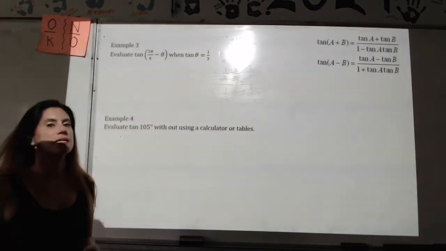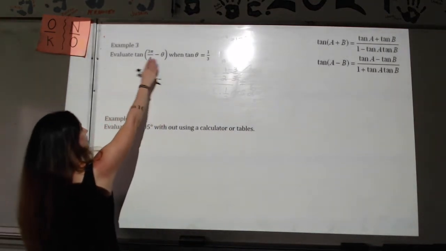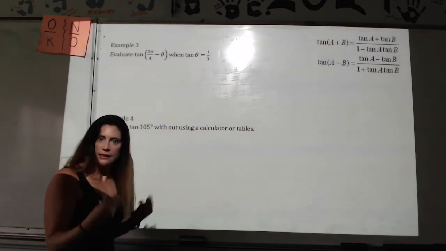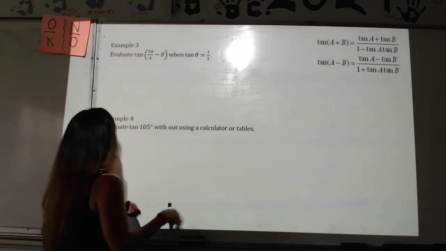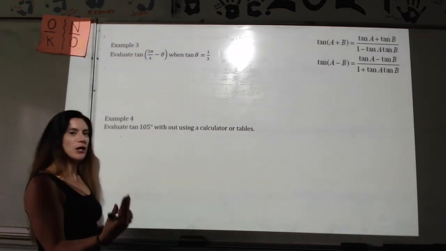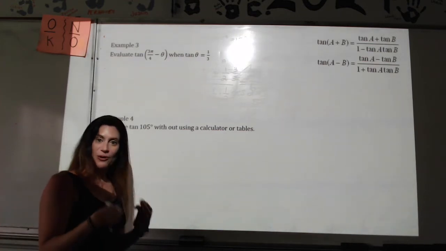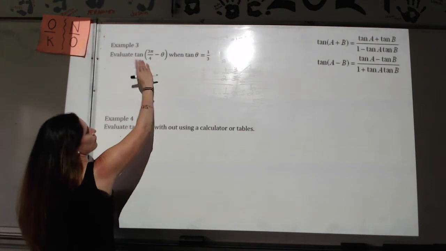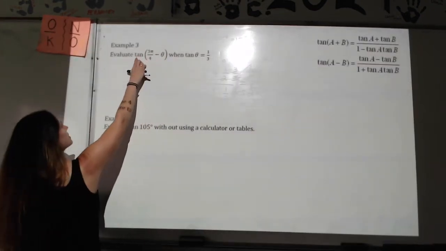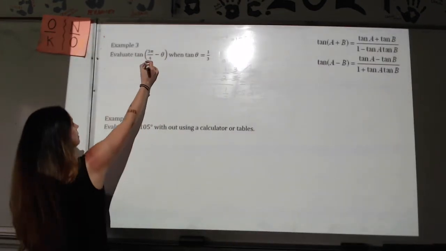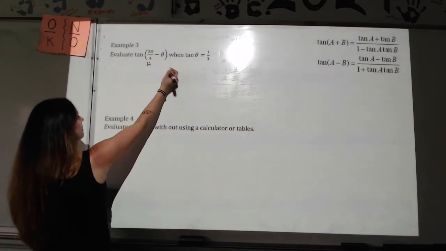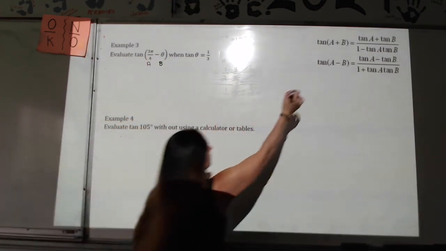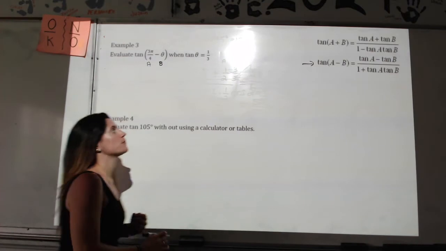And on the next slides here, you see we have an evaluate with a variable in it, like I did with x's with sines and cosines. And then I'm going to do one where you have to evaluate without a calculator or a table, and you have to know the combination. In this one, we're going to apply the formula for subtraction because it's the tangent of two things subtracted. So in the subtraction formula, I'll make that A and that B. And this will be the formula I'll use.